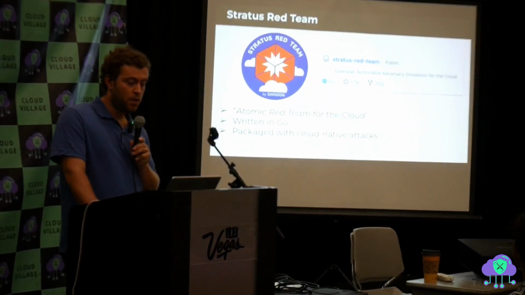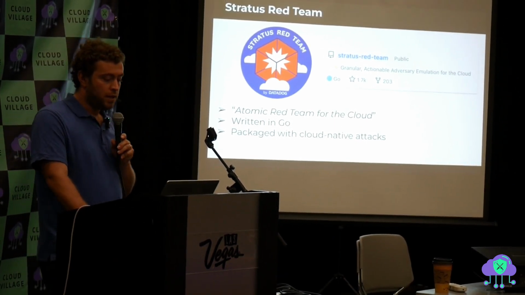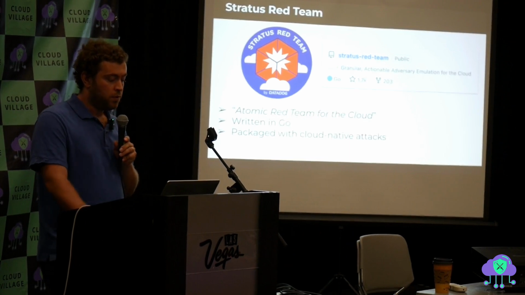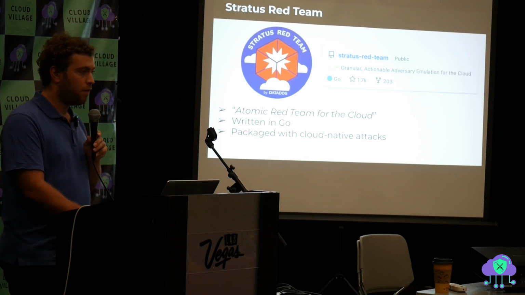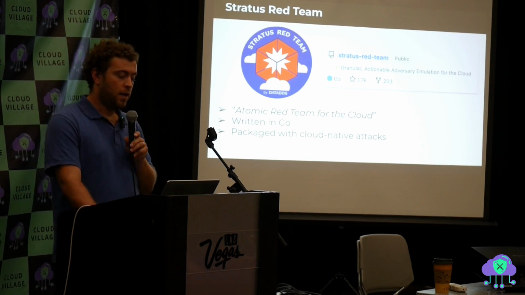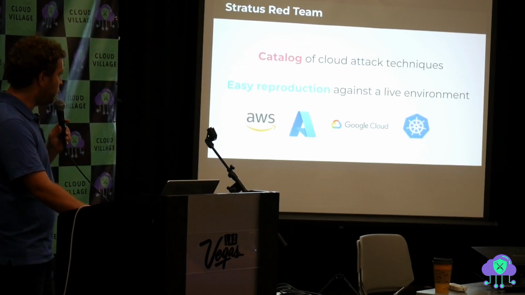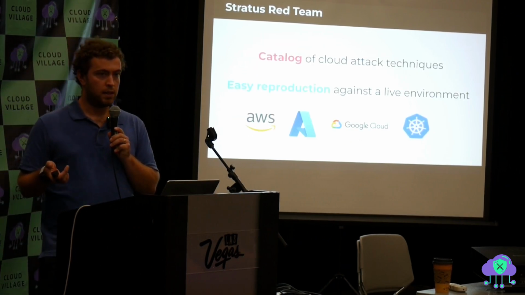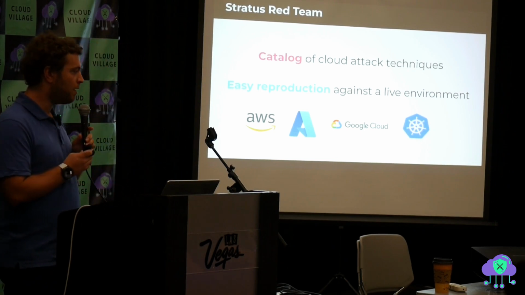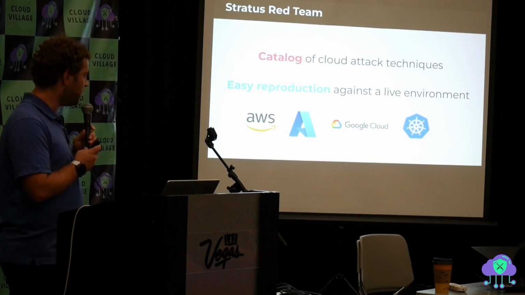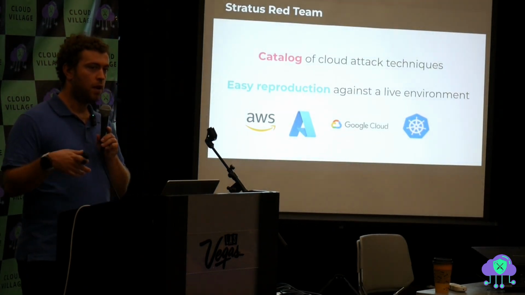So that's really why we built this tool. It's open source, we released it 2 years ago, and we've been maintaining it since then. The idea is really Atomic Red Team for the cloud. So trying to be able to reproduce cloud attack techniques very simply, everything being packaged in a single binary, and being written in Go. So we'll have a quick demo afterwards, but at a high level, it's really two things. A catalog of cloud attack techniques that we believe are worth detecting, based on public things, private things that are being exploited. So that's a wiki, and a CLI tool to reproduce them against a live environment.